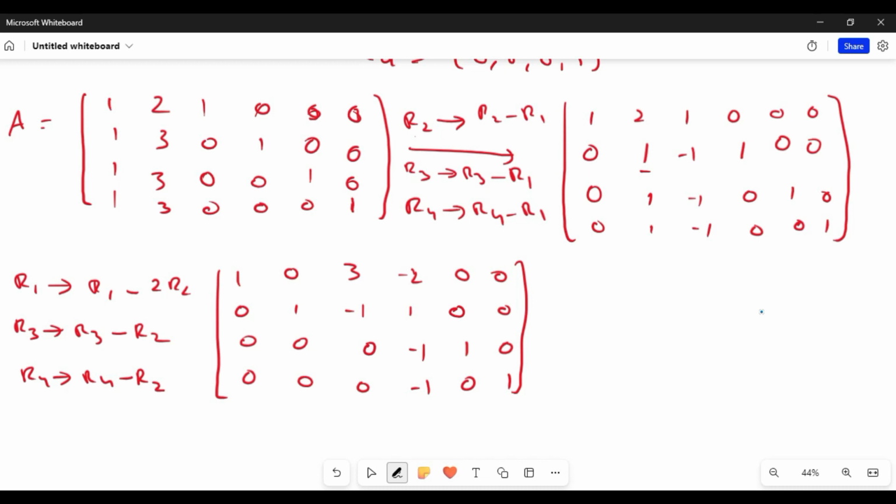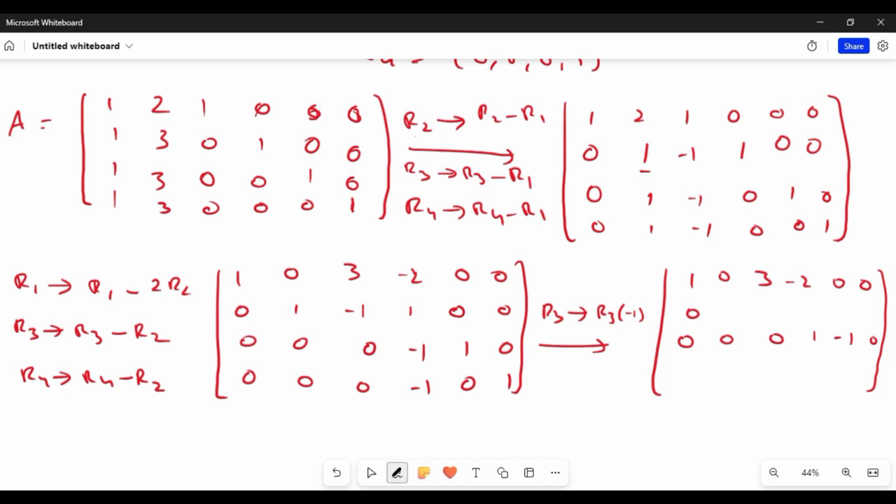Now the third row, the leading element is negative 1. We can just multiply, isn't it? Row 3 is row 3 times minus 1. We'll change row 3 into 0 0 0 1 minus 1 0. No change in the other rows: 1 0 3 minus 2 0 0, 0 1 minus 1 1 0 0, and 0 0 minus 1 0 1. Okay. Now using this leading element in the third row, convert the column elements into zeros.